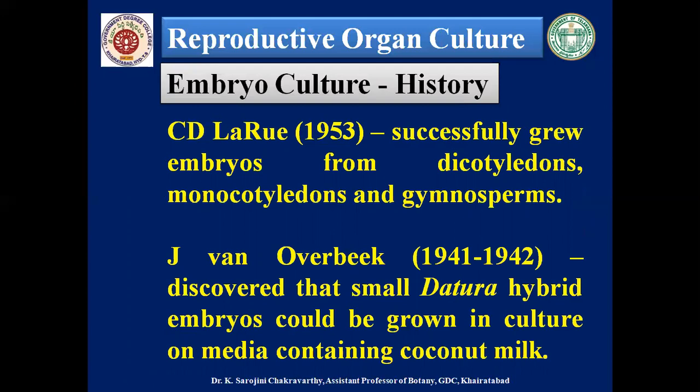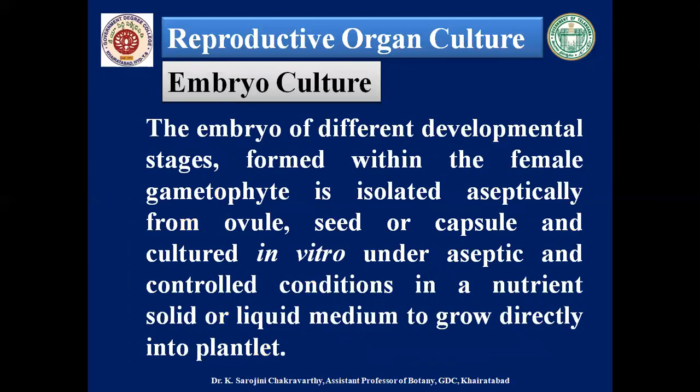During 1941 to 42, Van Overbeek discovered that small Datura hybrid embryos could be grown in culture where the medium was supplemented with coconut milk. So this is the history of embryo culture. After that, many scientists worked on it and gave a lot of importance to embryo culture, providing information on the nutritional requirements, the growth factors, differentiation, and the application part of embryo culture in vitro. Now, what is embryo culture?